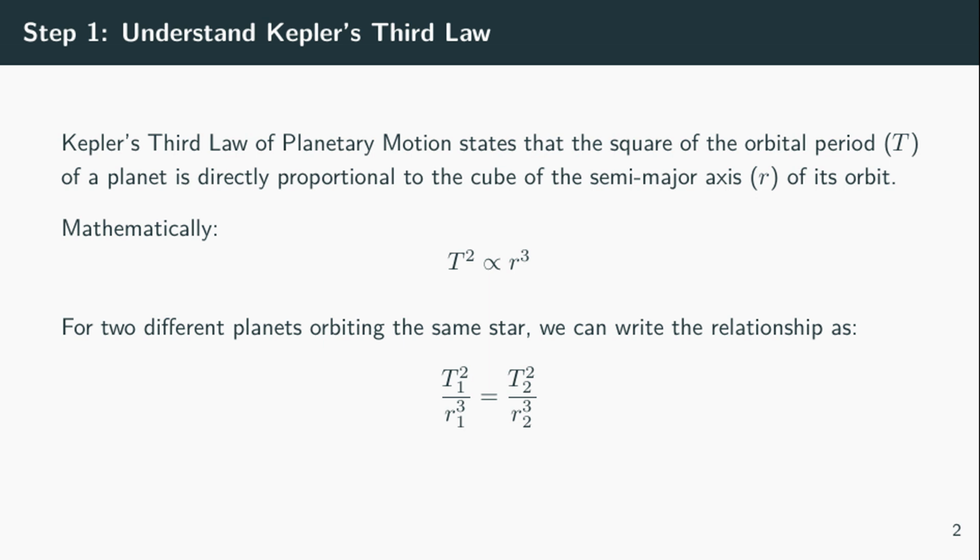This fundamental law of planetary motion tells us that for any planet orbiting the same star, the square of its orbital period, which we call T, is directly proportional to the cube of the semi-major axis of its orbit, which we call r. In mathematical terms, we write this as T squared is proportional to r cubed. Now, for any two different planets orbiting the same star, like Mars and Mercury orbiting our Sun, this proportionality means that the ratio of T squared over r cubed is the same for both. So we can set up this equation: T1 squared over r1 cubed equals T2 squared over r2 cubed.